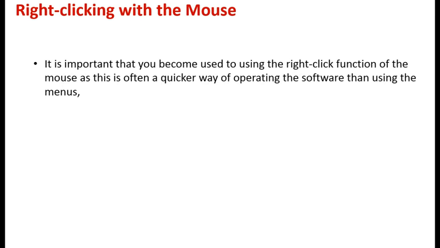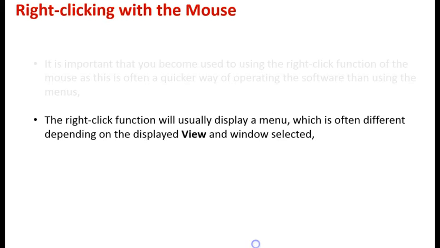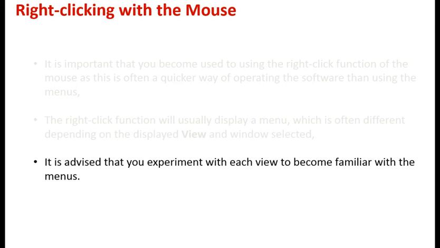Well, as I said previously, right-clicking with the mouse is a very important feature in P6 EPPM. This is a quicker way of operating the software than using the menus. So you have to learn to use the right-click function, explore what the different features are by right-clicking the EPS nodes, the projects, the activities, and things like that. Try to see what you are able to do. So it's advisable that you experiment with this feature.